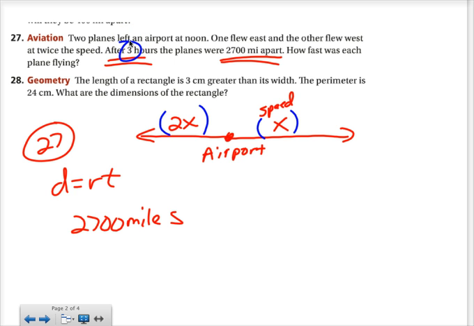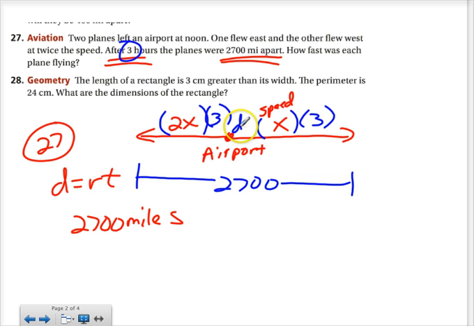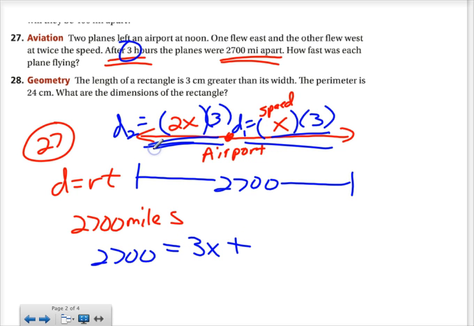So I'm going to have my rate times the time. And now again, I think, well, how does that fit into this 2,700 miles? Well, that's the total distance. So this is how I'm going to find the distance of the first plane. And this is how I'm going to find the distance of the second plane. And I know if I put these two distances together, it has to be 2,700. So 2,700, my total, has to equal my first plane, which is 3x, plus my second plane, which is 2x times 3. And yes, I'm going to write down even that step right there.